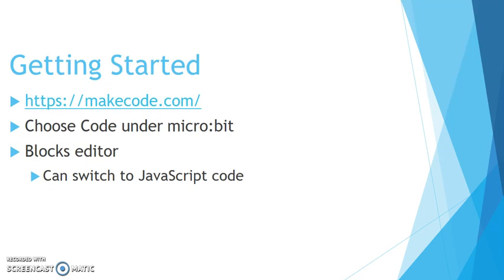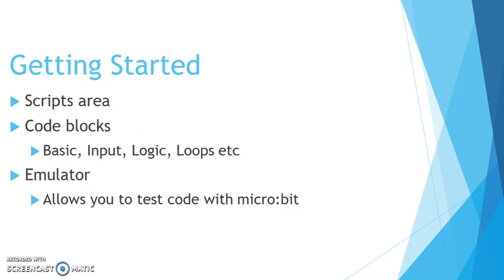But as well as the blocks editor, there's also JavaScript code, and you can flick between the two, and we'll look at that when we go to the environment. So when we get into makecode.com, we've got a scripts area, which is where we create our code. We have a number of code blocks that we can drag across into the scripts area to code the Microbit to do various different things. So we have options there like basic, input, logic, loops, etc.